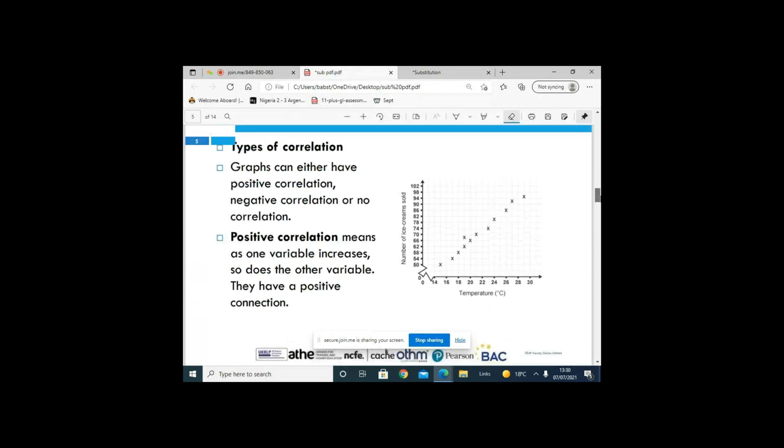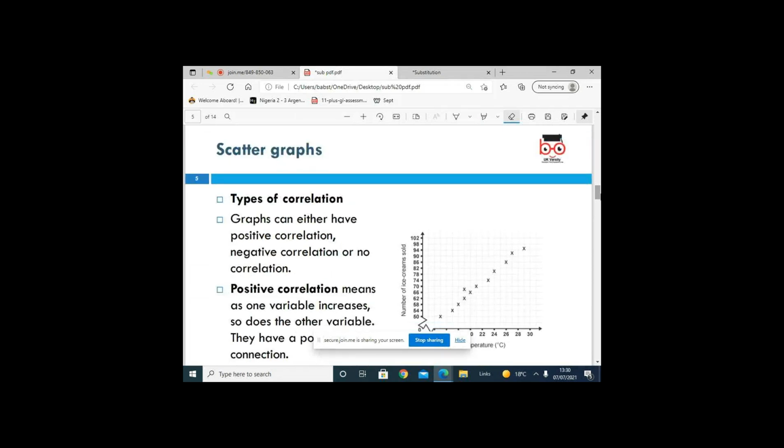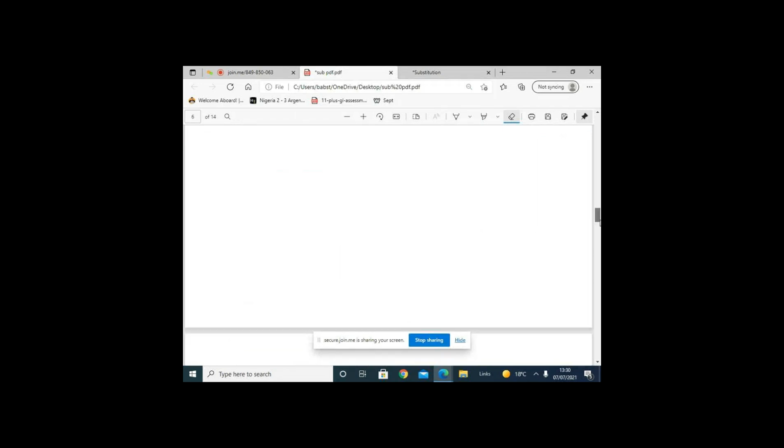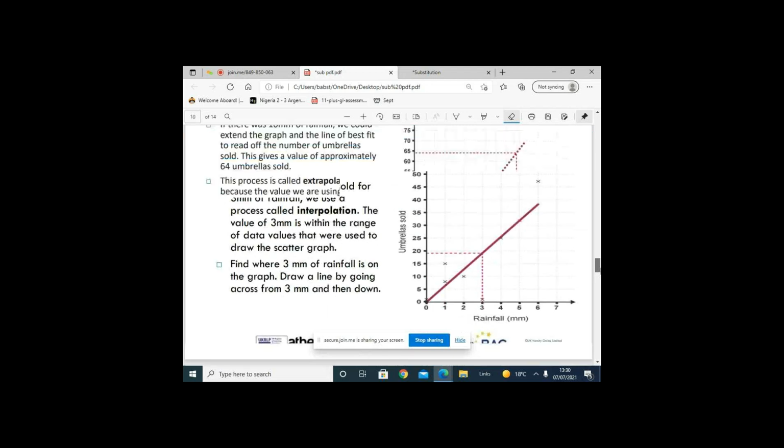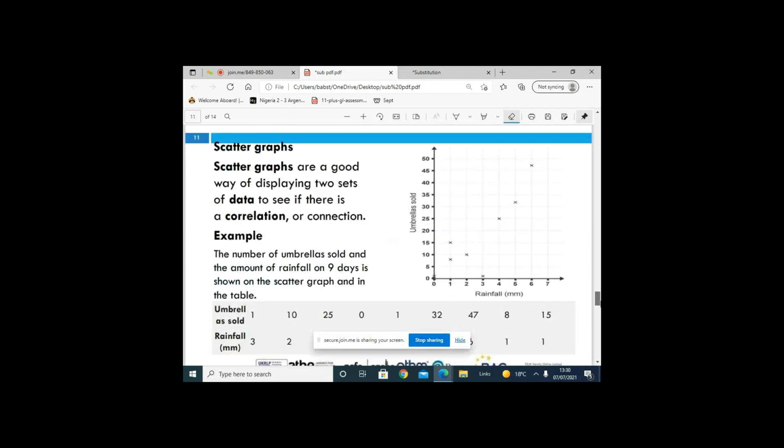So the second part is correlation, scatter graphs. So let me just show you this part first. Scatter graphs are a good way of displaying two sets of data to see if there is a correlation or a connection, just to see maybe they are related. Maybe one affects the other.